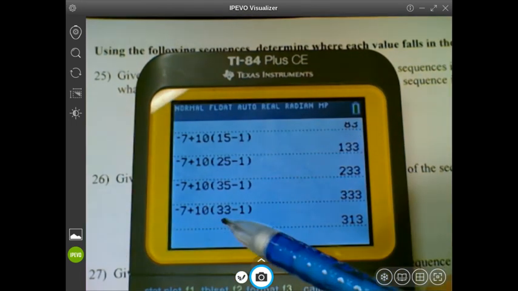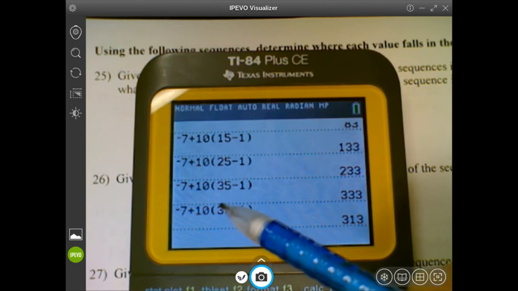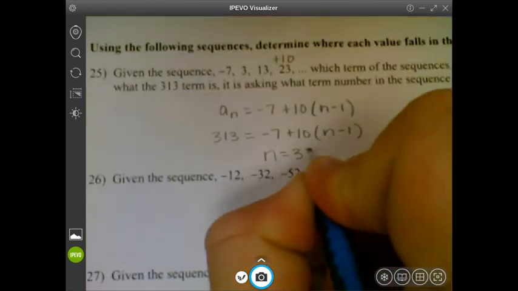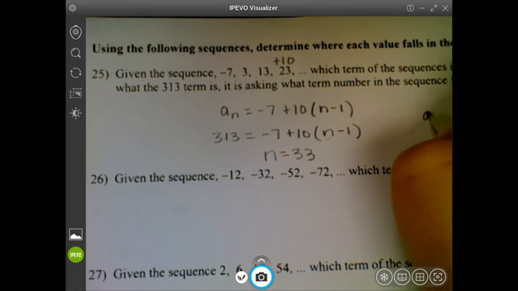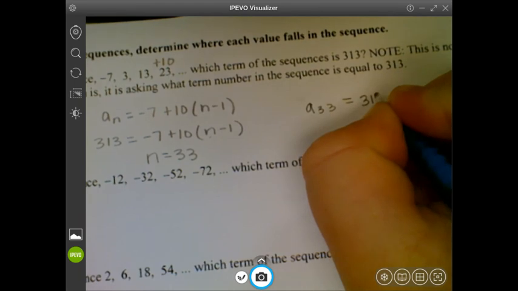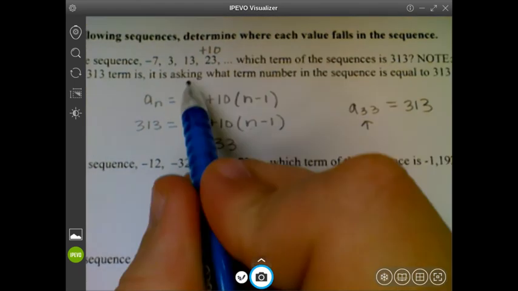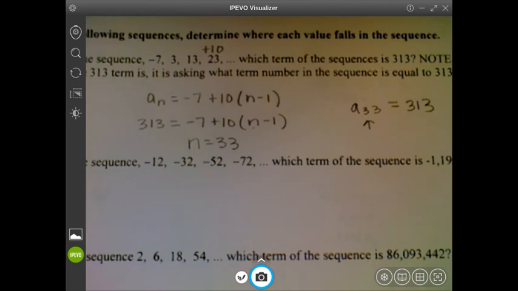So by guessing and checking, we can see that it's the 33rd term. So we would say n is 33, and you could say a sub 33 is equal to 313. What we're looking for is the 33rd term. So if you were to make this list and write it out, it would be the 33rd term.